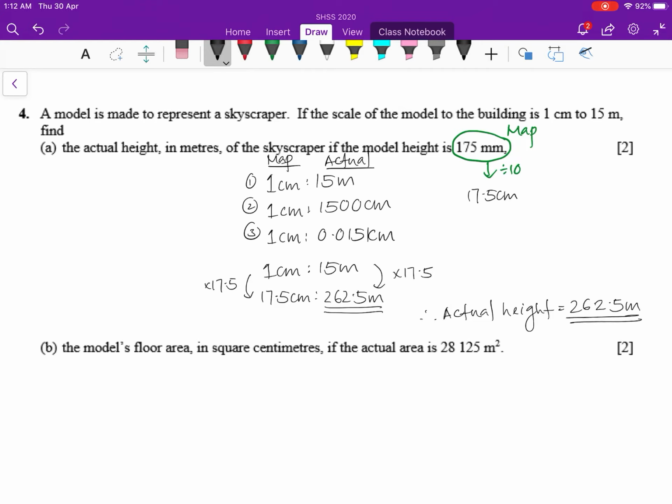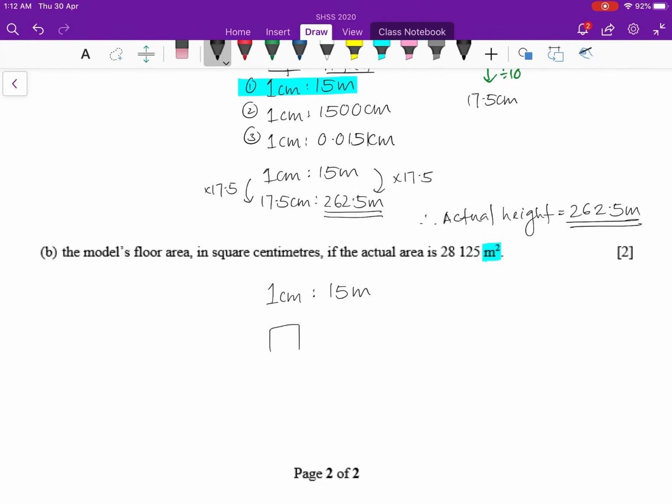The model's floor area in square centimeters if the actual area is 28125 meters square. Okay, that's easy. I'll use number 1 again, cm to meters, because the actual is in meters. So it's 1 cm is to 15 meters. I want area. Again, area of a square is to area of a square. 1 cm times 1 cm is 1 cm square. 15 meters times 15 meters is 225 meters square.